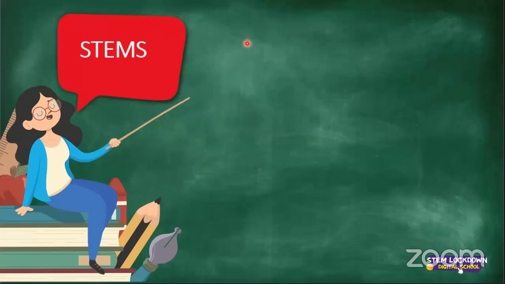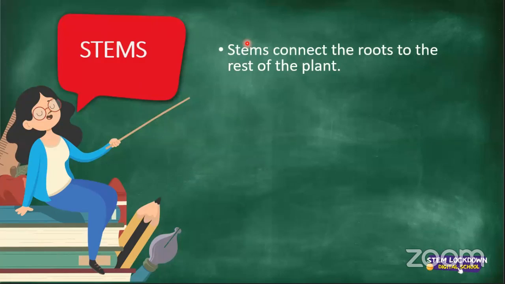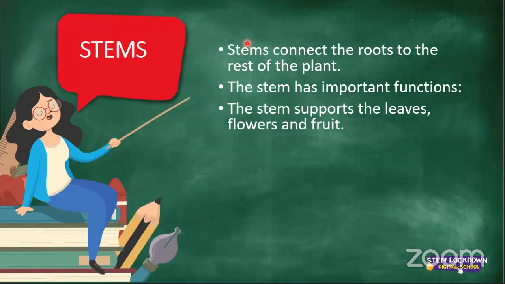The next thing we'll be looking at, remember we just looked at roots. So in your mind, you can see a picture of the whole form of the plant. Okay, then remember we started at the bottom. We started with roots. Now we're moving up to the stem. Our stem connects the roots to the rest of the plant. And it also has very important functions. The stem supports the leaves and the flowers and the fruit. So you can basically look at it as the backbone of the plant.